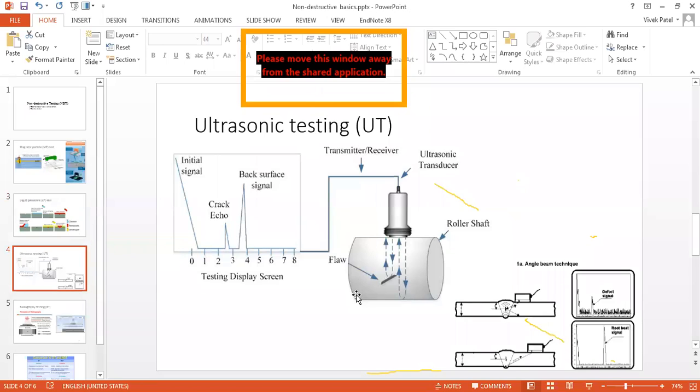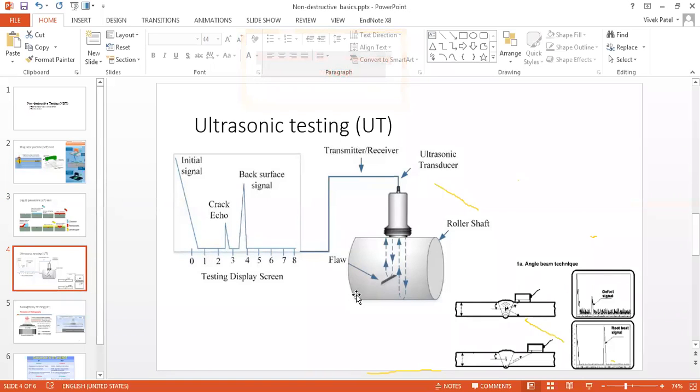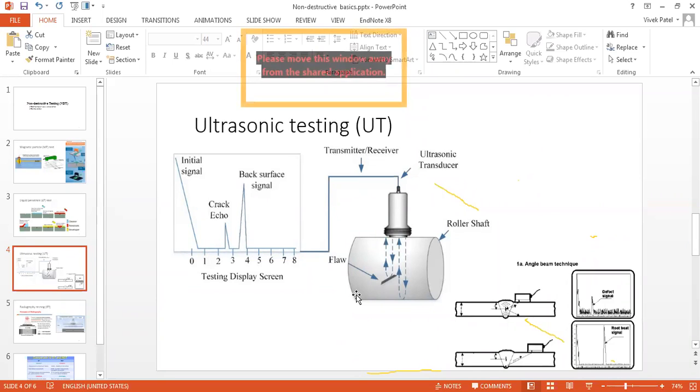Now, the next testing is UT testing. I would say ultrasonic testing basically is a versatile NDT method. Here you can find surface defects, subsurface defects or cross-section defects. That's why you can also test ferrous as well as non-ferrous material. So this testing basically is a versatile technique.